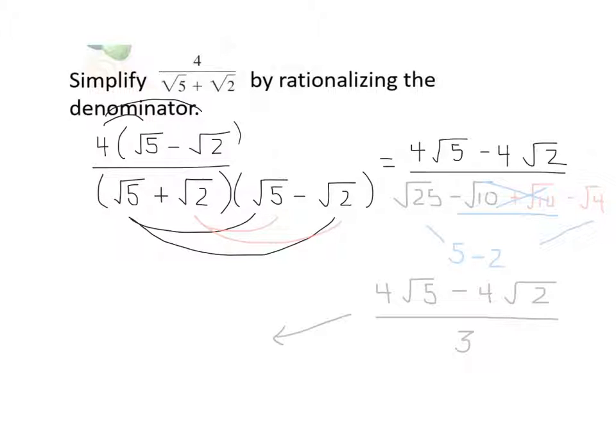Or if I choose to do so, I don't have to, I could write it as 4 root 5 over 3 minus 4 root 2 over 3. Just breaking apart the numerator and writing them both over the denominator. Either is an acceptable answer.